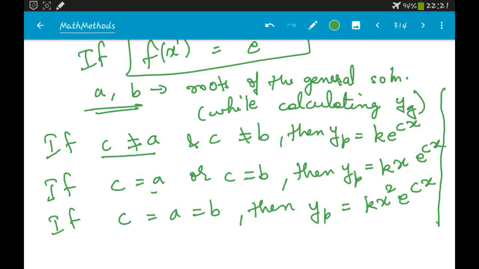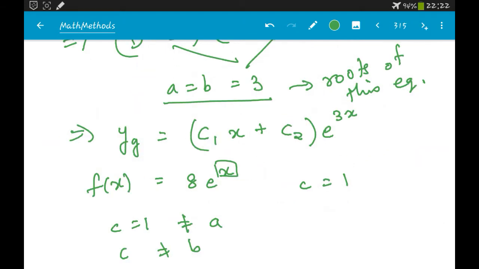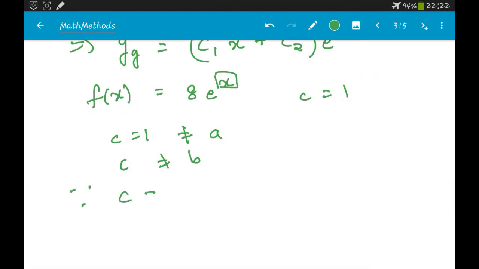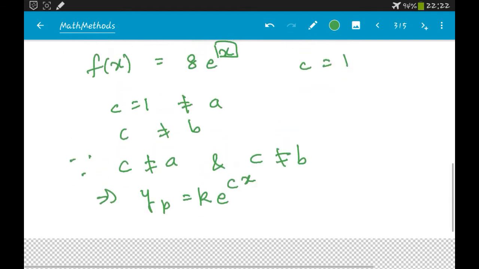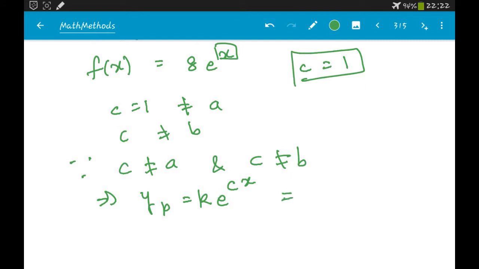So c is not equal to a and c is not equal to b, right? Which means that yp will be k into e power cx. Okay, this is going to be your yp. Since c is not equal to a and c is not equal to b, yp is going to be k into e power cx. And what is c? C is 1. So this is nothing but k into e power x.